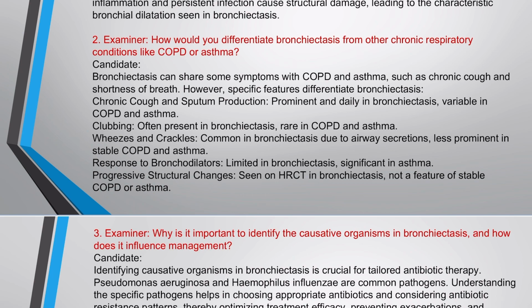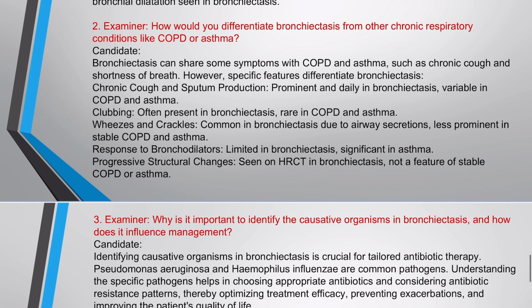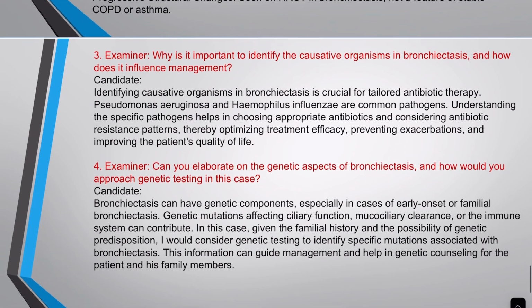Another differentiator is clubbing, often present in bronchiectasis. It can be present, but it's quite rare in COPD and very rare in asthma. Wheeze and crackles are common in bronchiectasis due to airway secretions, less prominent in stable COPD and asthma. And response to bronchodilators is limited in bronchiectasis, significant in asthma. Progressive structural changes are seen in HRCT in bronchiectasis, so not a feature of stable COPD or asthma.